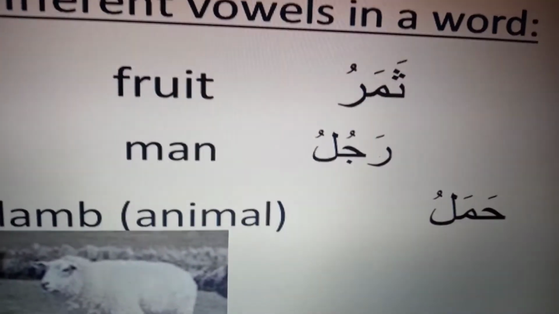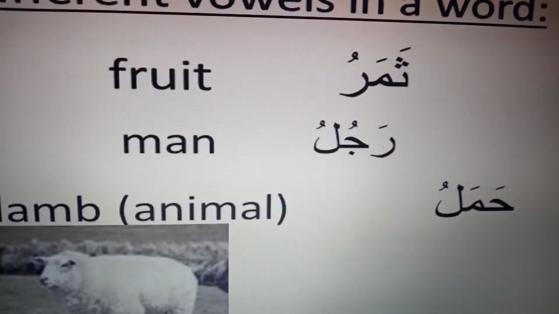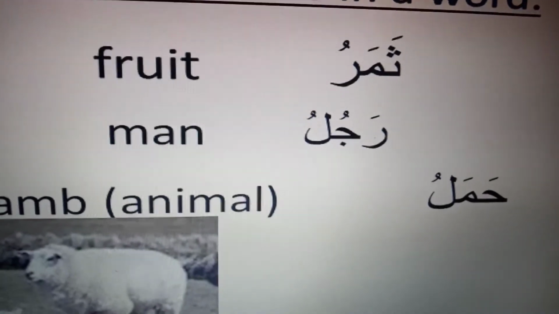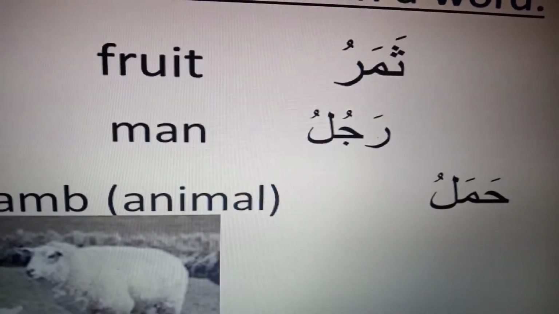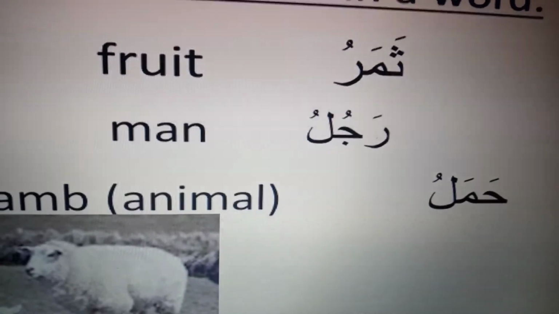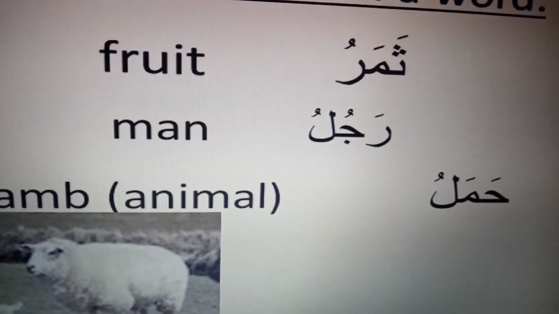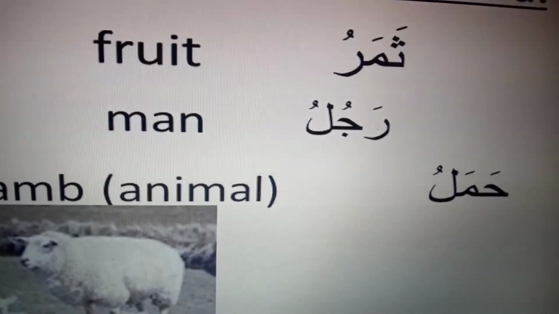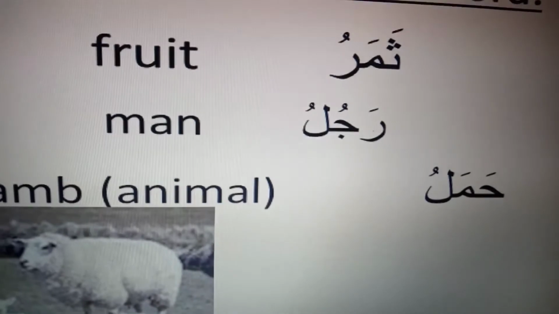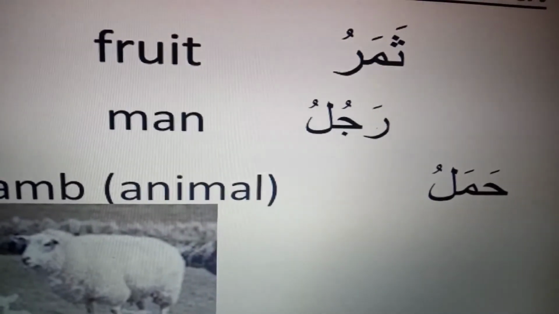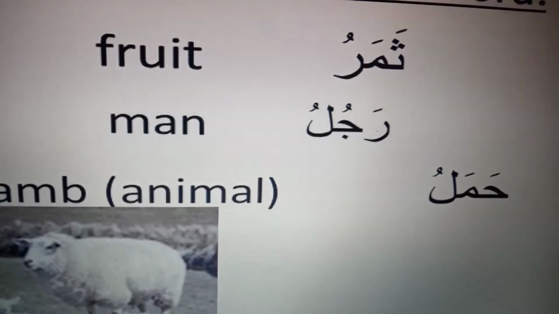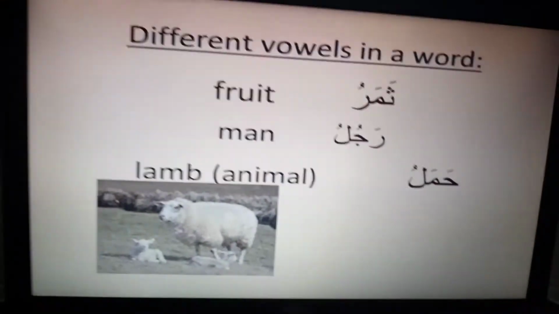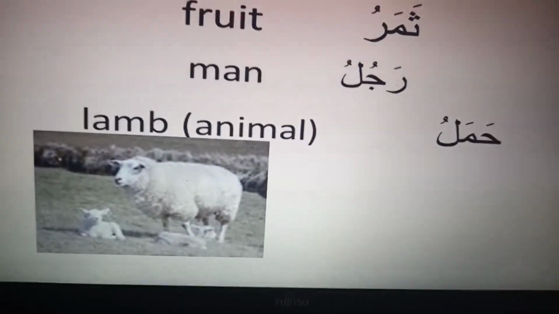The second word here is ragulu. So how do I pronounce that? The first letter ra is pronounced as ra. The second letter here is gim, pronounced as gu. The third letter here is pronounced as lu. So it becomes like that: ra, gu, lu, ragulu, ragulu.